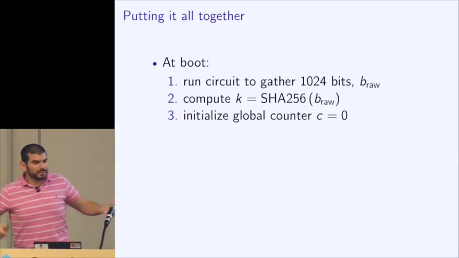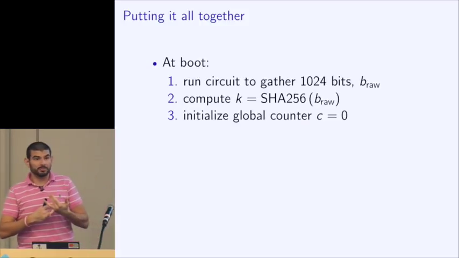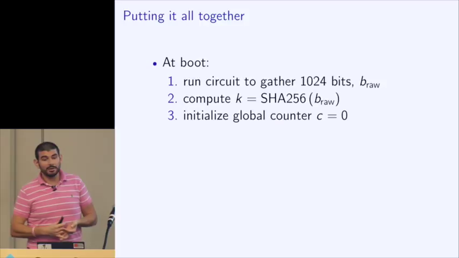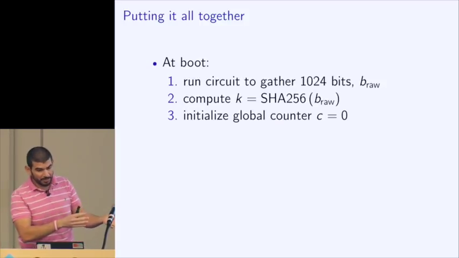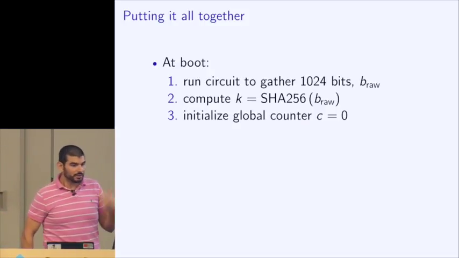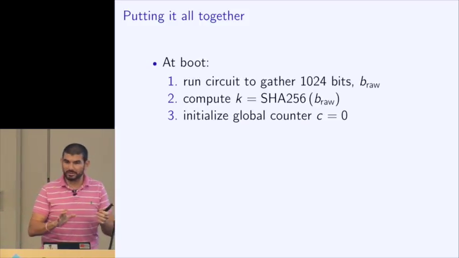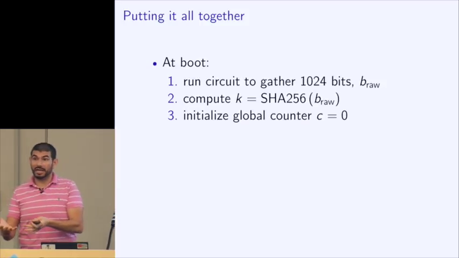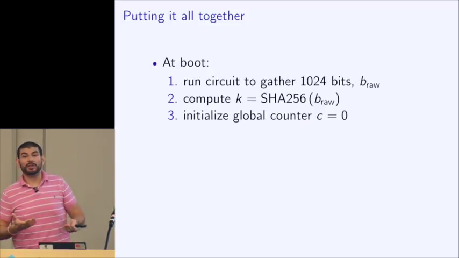Great, so let's now put the whole thing together. We know how to generate essentially unlimited random numbers as long as we've got a key, and we now have a circuit that lets us make that key. So let's figure out, what does the system look like? There are 2 phases. At boot time, we generate the key, and then at runtime, we use it. At boot, we turn on that circuit and gather 1024 bits, something conservative. Then we take those raw bits and run them through a cryptographic hash function, like SHA-256. And finally, we initialize a global counter to 0.